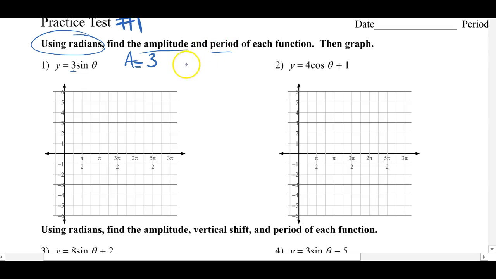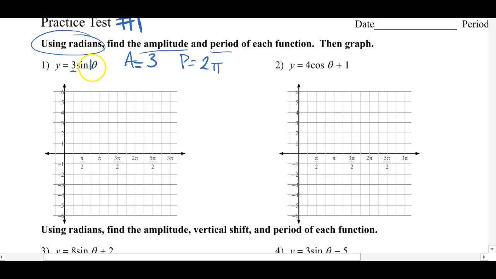Okay, and the period is how long will it take for this graph to repeat itself or to complete one cycle. And you find that by going in here next to the theta, and there's no number there, so it's just 1. And if it's 1, then the period is just simply 2 pi. So it takes 2 pi to complete one whole cycle. Okay? So again, if there's nothing here, it's just 2 pi.